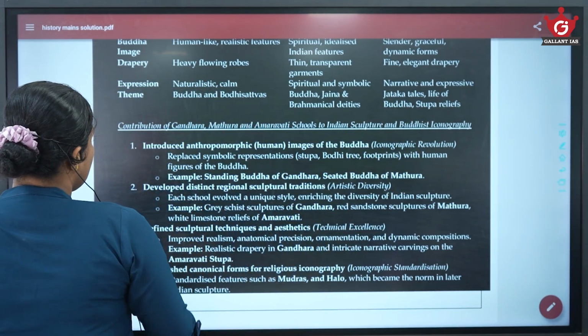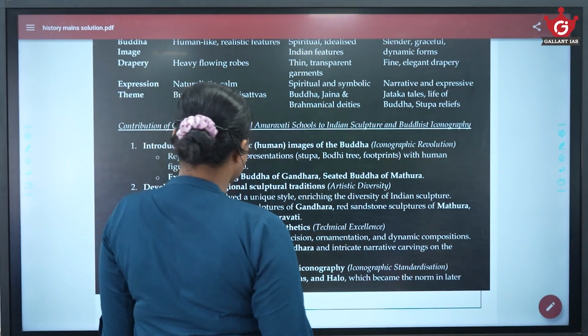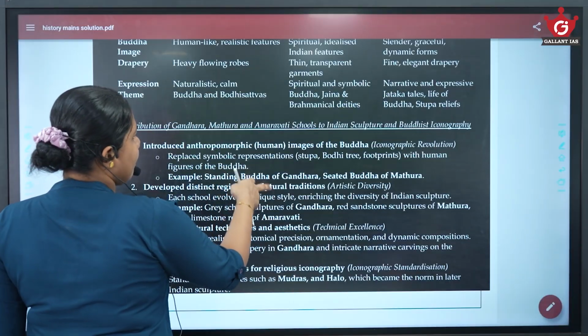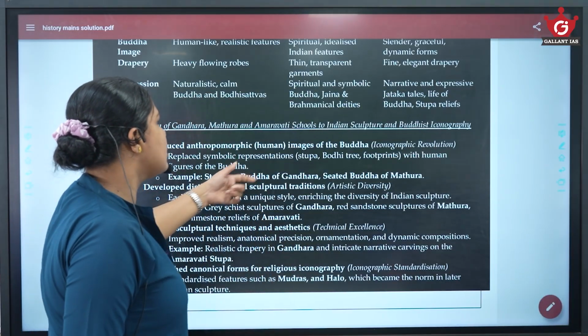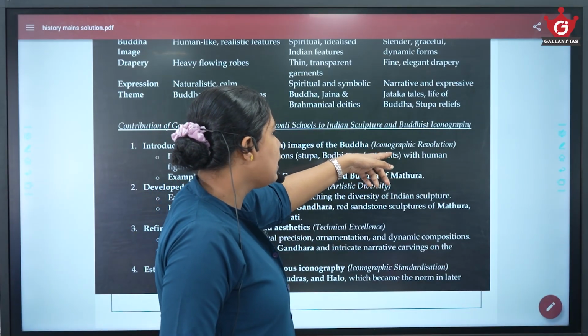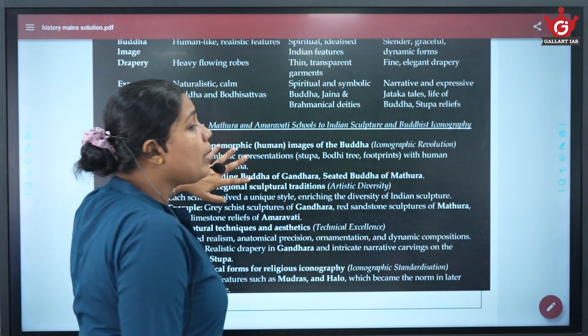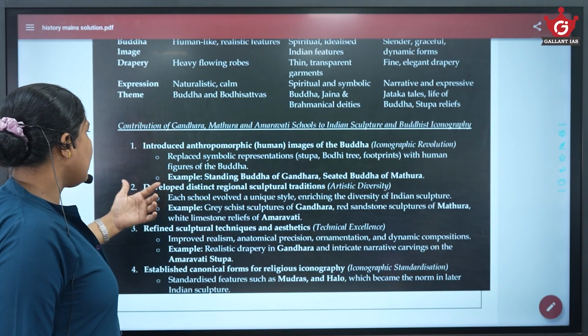First of all, they introduced the human images of Buddha, replacing the symbolic representation. Earlier Buddha was represented by a stupa, Bodhi tree, footprints, etc. It was being replaced with human figures of Buddha. Okay, so you can give an example.